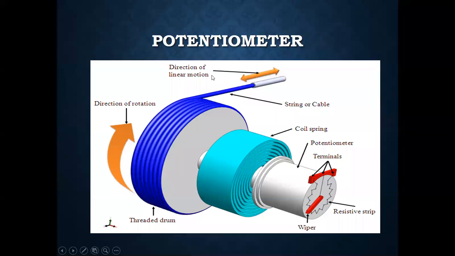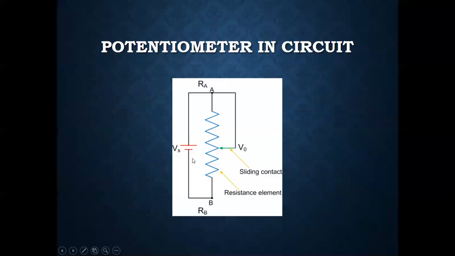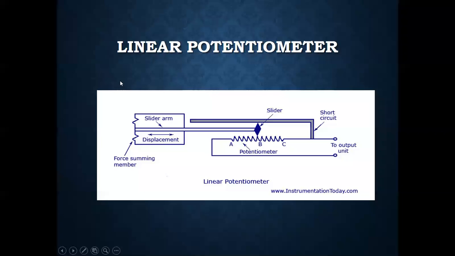Direction of rotation, direction of linear motion, string cable, coil spring, potentiometer terminals, resistive strip, wiper, everything is there. This is potentiometer in a circuit. You can see that I am connected to an external voltage source because it is passive. Then these are sliding contacts, resistance element. So this is a linear potentiometer. Slider is there, slider is moving. Suppose we want to convert this displacement into an output.